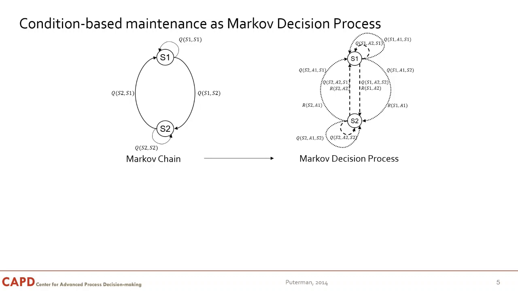With that discretization of the bathtub curve, we introduce condition-based maintenance modeled as a Markov decision process. A Markov decision process is basically a Markov chain with an additional action space dimension. In a Markov chain, we have the probability of the system transitioning from one state to another based on the state itself. And in a Markov decision process, that probability is also dependent on the action you take at each state.